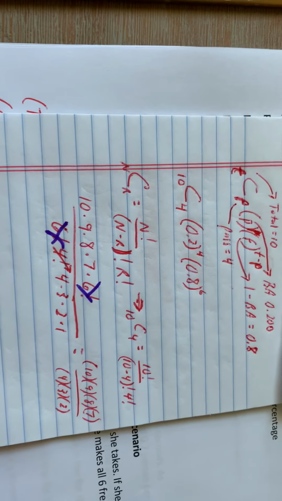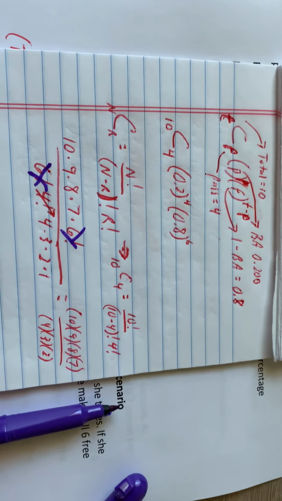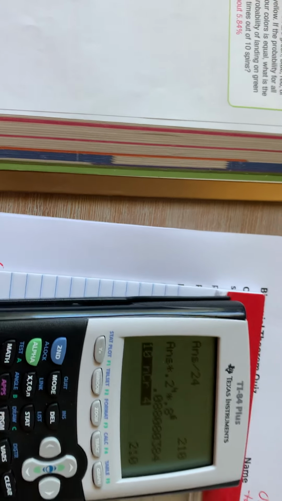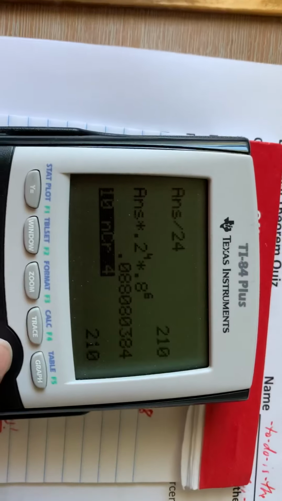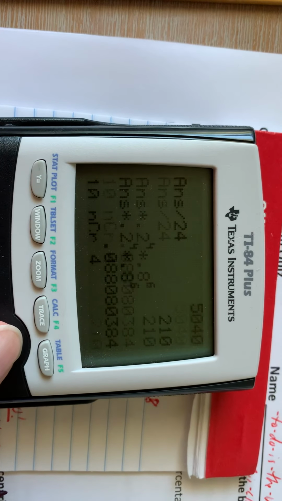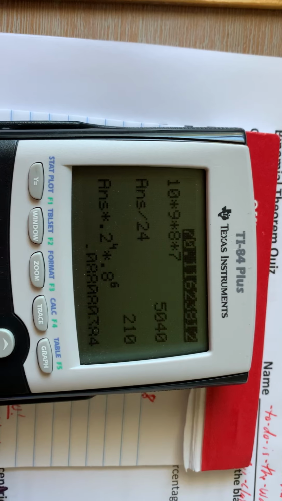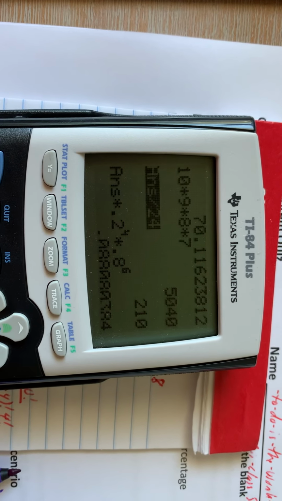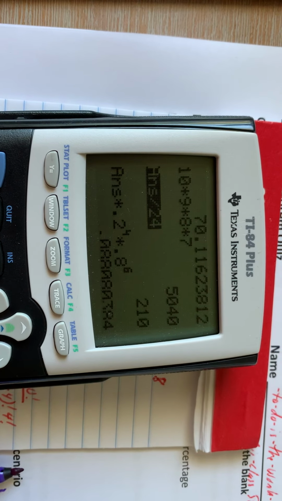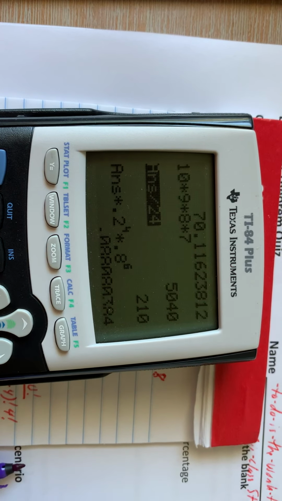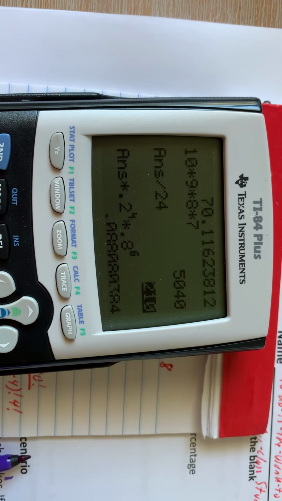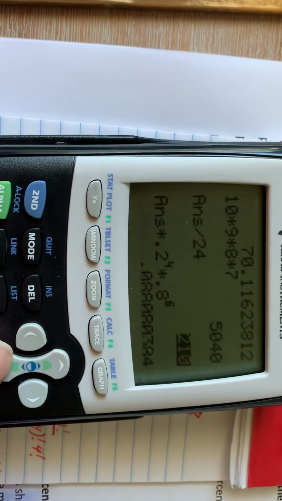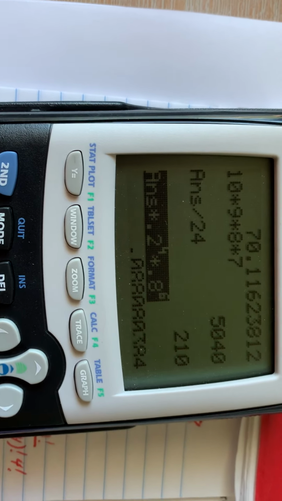If I put those into my calculator now. Let's bring the calculator in here. I've already done these equations. We move up here. There's my 10 times 9 times 8 times 7. Gives me 5,040. 4 times 3 times 2 is 24. And I end up with 210. All right. That 210 now is multiplied by those other 2 pieces in the equation.